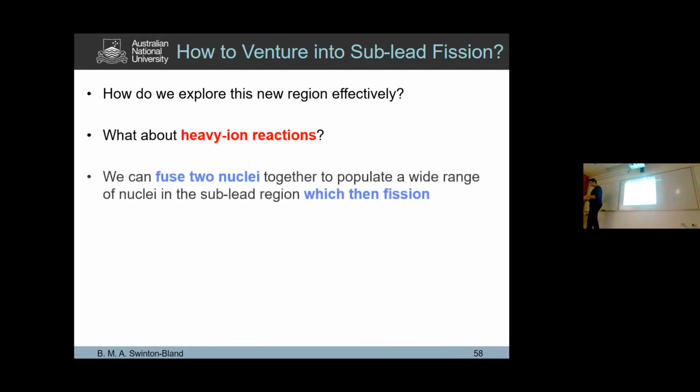We can use a reaction that fuses together, say, for example, a beam of sulfur fired at a target of tungsten. That comes together, fuses, and again, as I said before, it will have an excitation energy that's above its fission barrier and breaks apart. Well, you're probably thinking, Ben, you've been mentioning the great use of protons and low excitation energies. Why don't we use those?